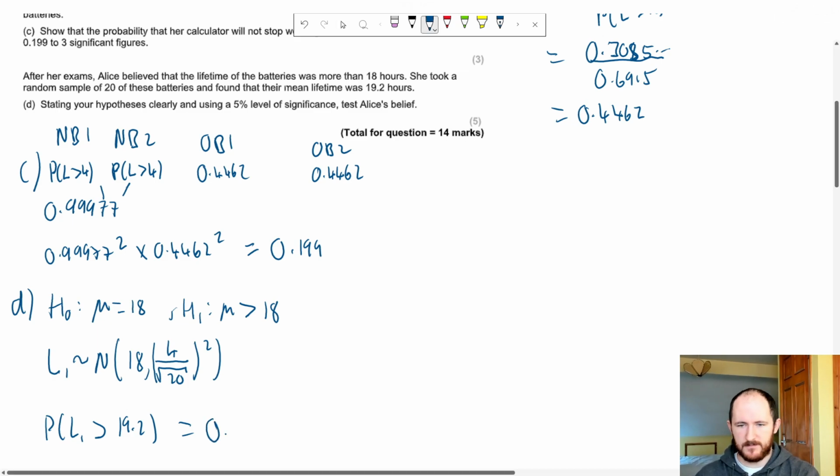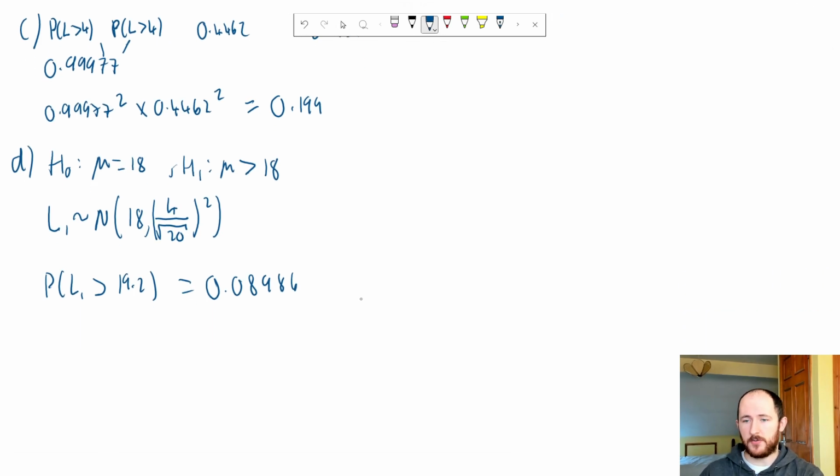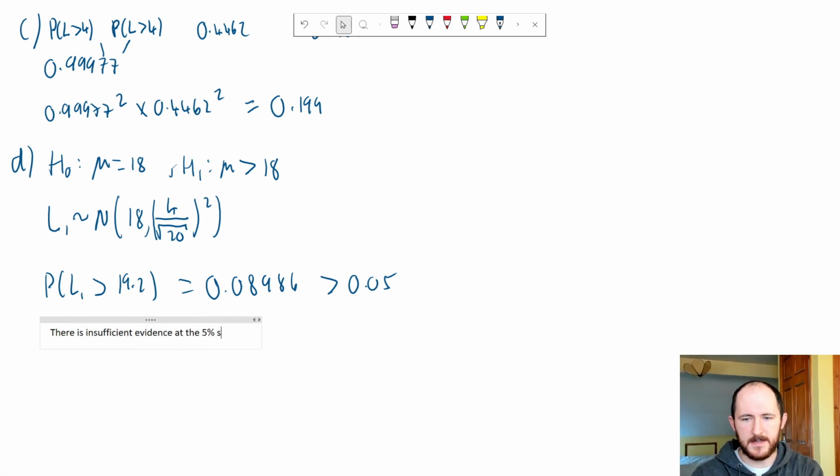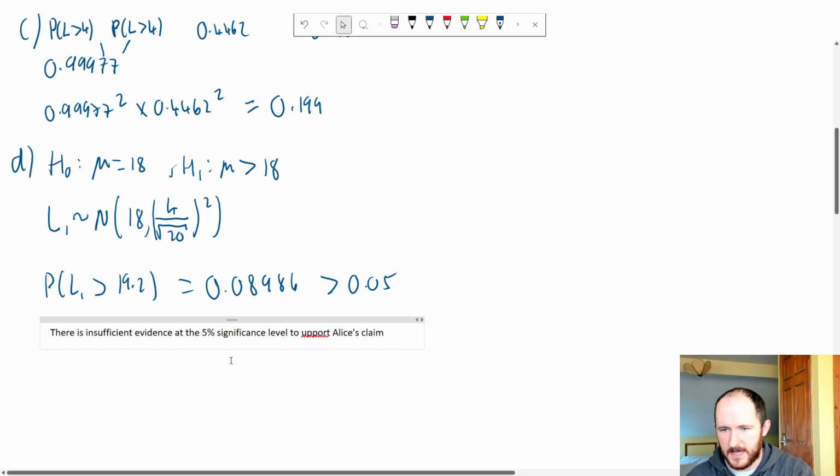Only the first non-zero digit really matters because we're comparing it to the 5% significance level. Because this is greater than 0.05, that means it is outside the critical region, which means there is insufficient evidence at the 5% significance level to support Alice's claim. There we are. And that's it.